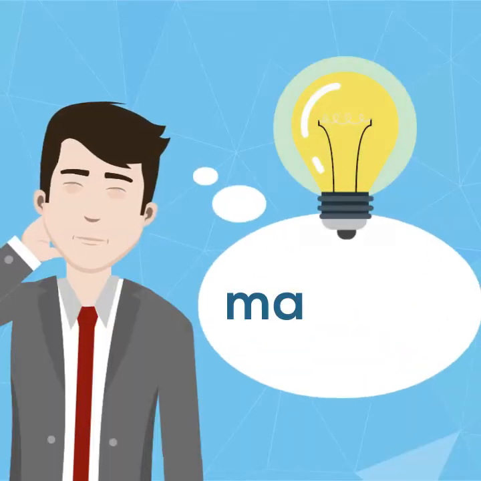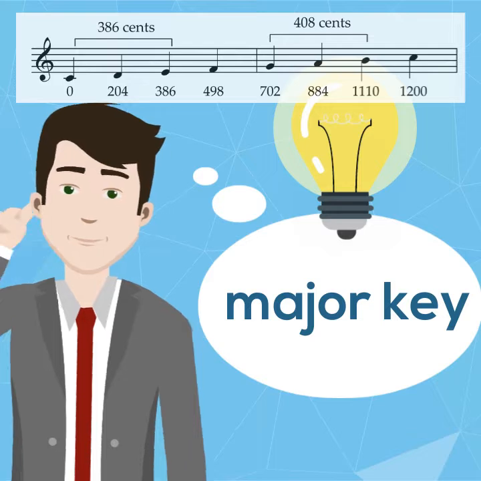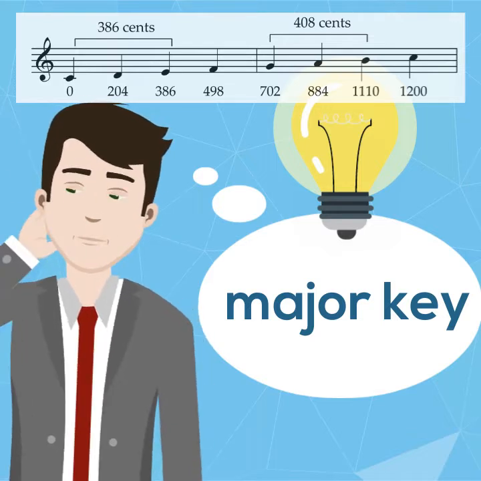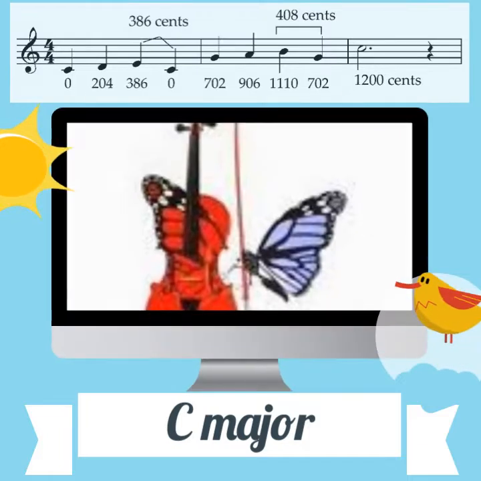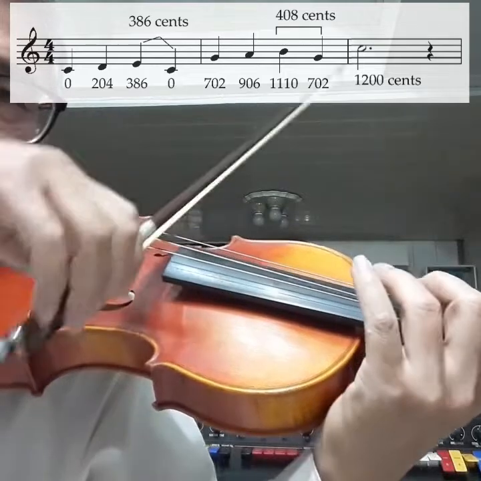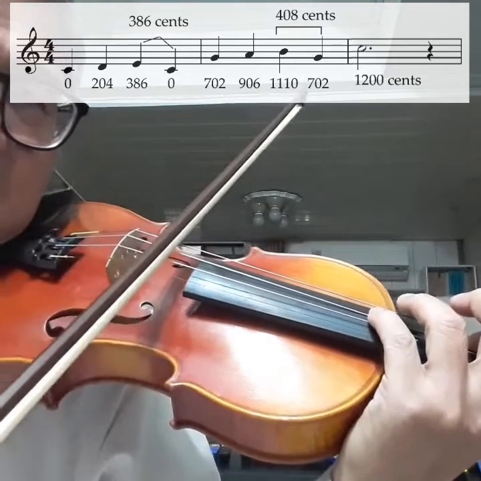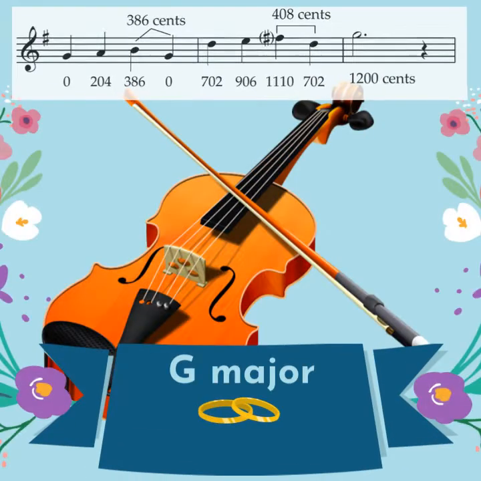In major key, the median is 386 cents above the tonic, and the leading note is 408 cents above the dominant. In C major, the E is lower than that of equal temperament, and the B is higher. In G major, the B is lower than that of equal temperament, and the F sharp is higher.